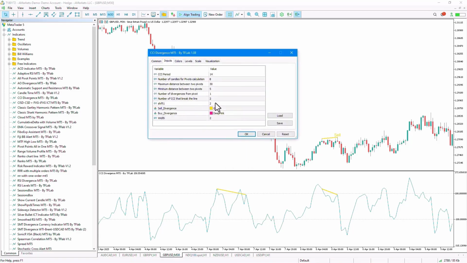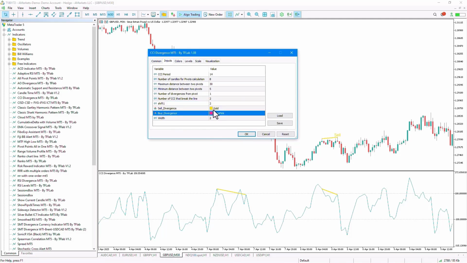In the next section, the number of candles for divergence breakout is set, which is set to 2 by default. For example, here, a breakout has occurred for us, and the divergence has been identified. If more than 2 breakouts occur here, the divergence will not be identified for us. In the next section, we can adjust the shift, which examines the pivot after 2 candles have passed, and we can increase or decrease this value.